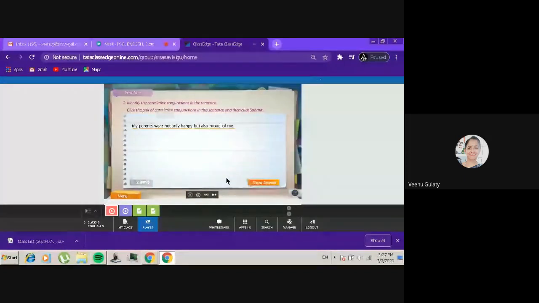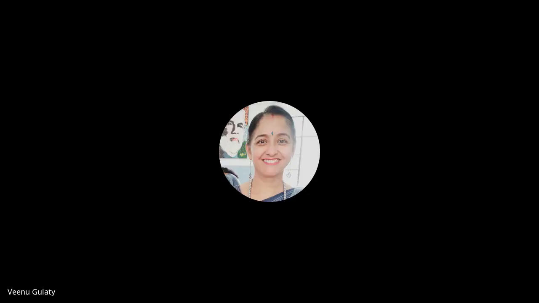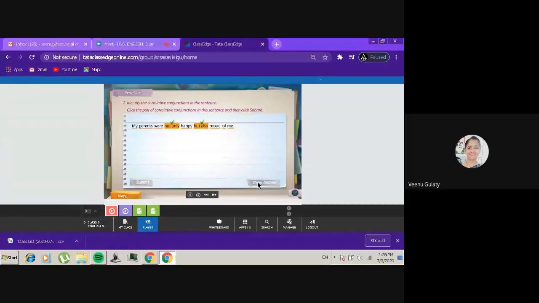Identify the correlative conjunctions in the sentence. Click the pair of correlative conjunctions in this sentence and then click Submit. Yes, some other boy. I'm Karthik. Not only, but also. But also. How do you say in Hindi, not only? Iske alawa. Not only something, and besides that, yes. Good. But also. Not only, but also.